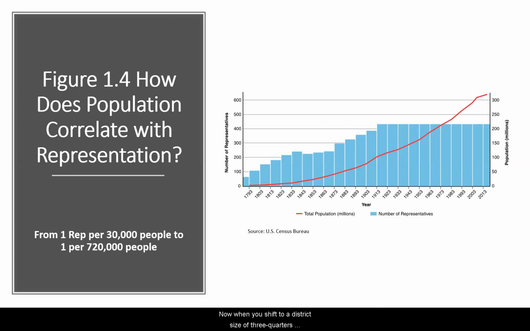Now, when you shift to a district size of 750,000 people, it's much more difficult to establish that level of personal connection between representatives and voters. So instead, campaigns have to rely more on mass marketing strategies for their candidates, and voters have to choose amongst candidates about whom they have very little direct information. This is the root of some of the challenges we face in our political system in current times.